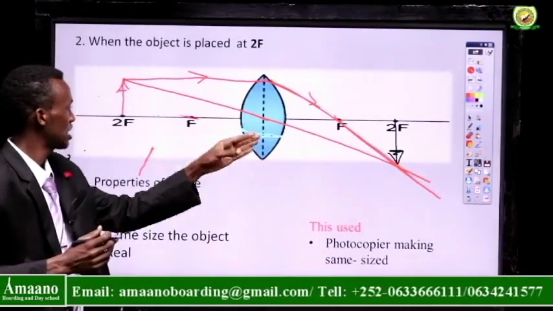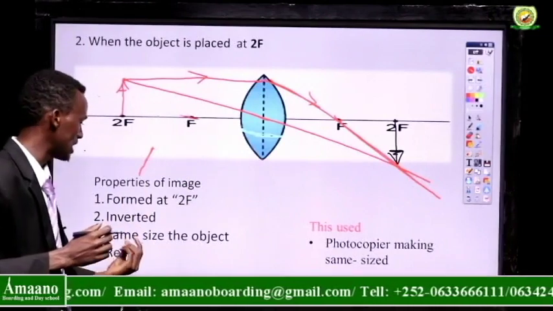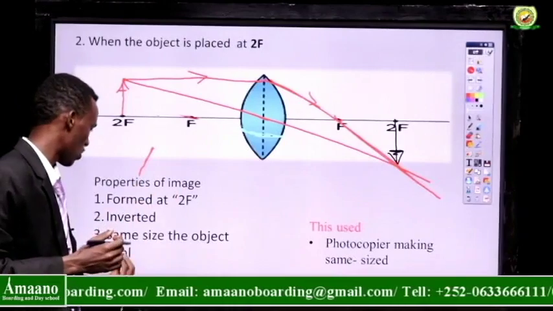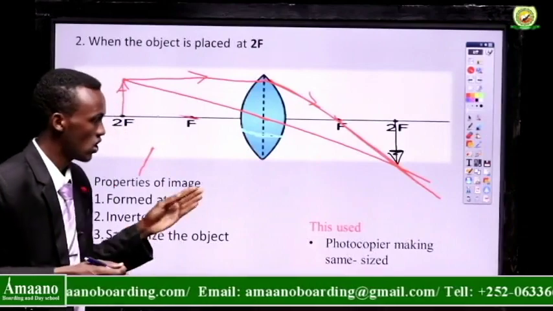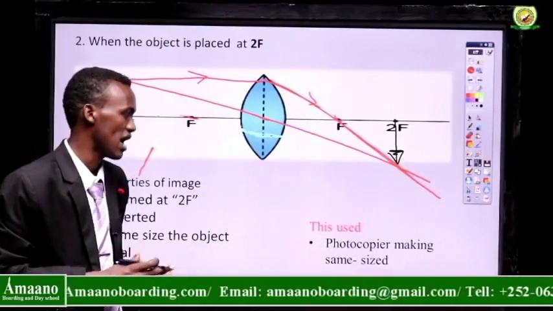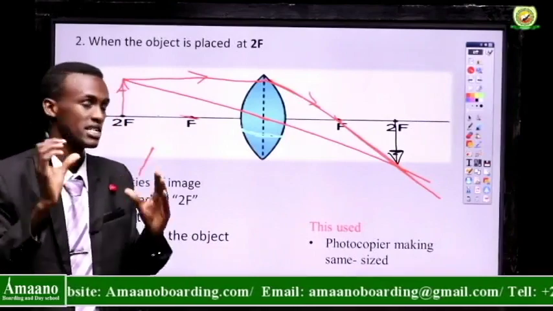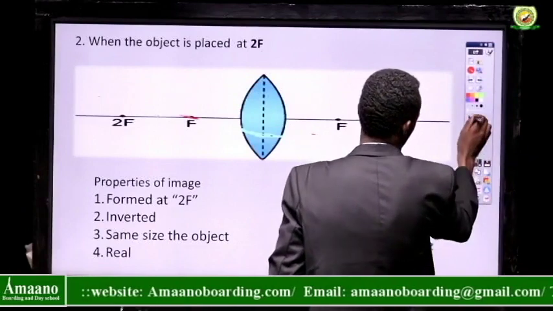So the image and object are the same distance from the lens. Okay, it is the same size as the object. Okay, it is real because it is formed on the other side of the lens. This image formation is used by the photocopier for making a same-sized image.